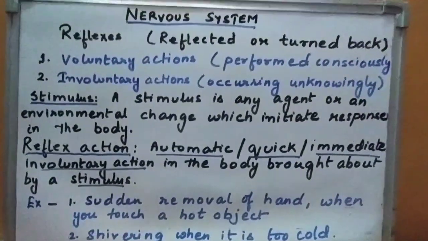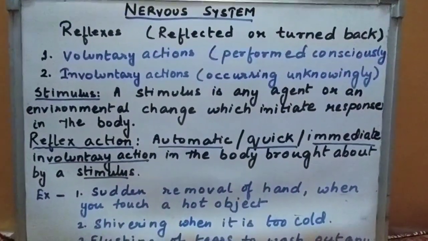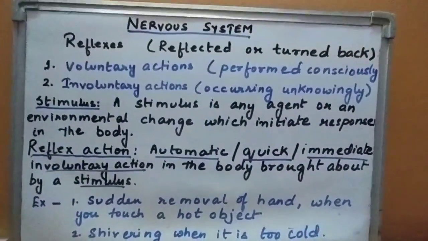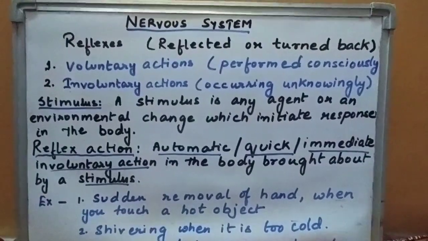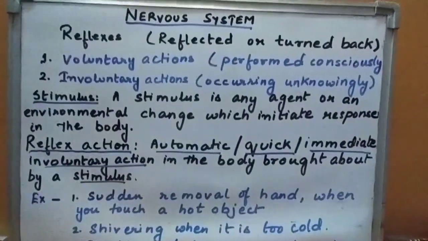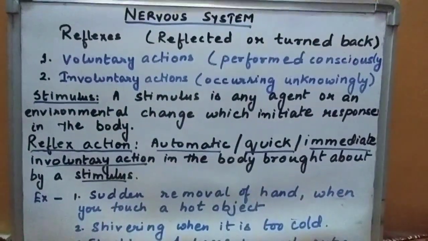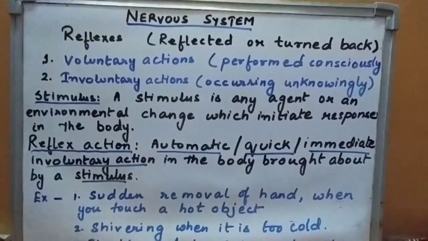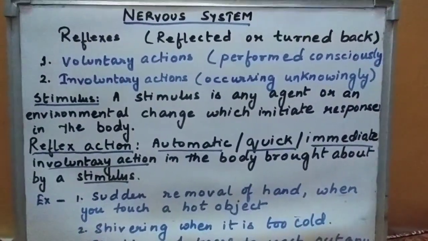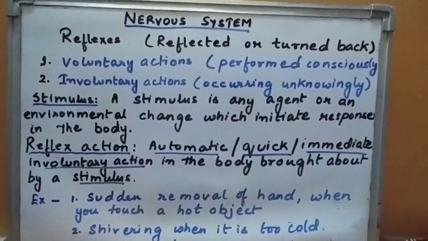Whereas voluntary actions are initiated by your will. They are mainly to fulfill your desire. Like you're studying. Why are you studying? You're studying to achieve some goals in your life. That is called voluntary. Something which you are thinking and performing comes under voluntary actions.